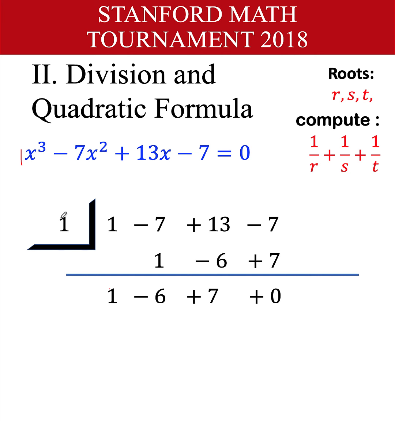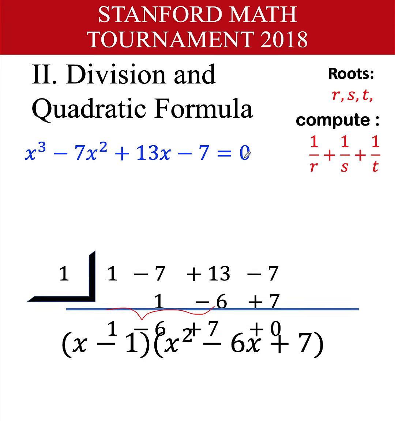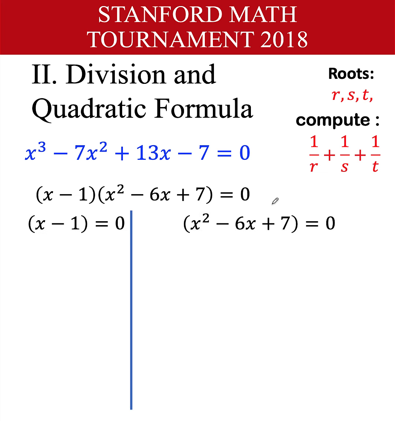This means that one of the roots of this cubic polynomial is in the form x minus this value here, which is x minus 1, and the other factor would be this quadratic, which is x squared minus 6x plus 7. This is the constant, this is the x term, and this is the x squared term. And this is equal to 0. So, using now the zero product property, if the product of two factors is 0, then we can equate each of these factors to 0. So we now have two equations, and solving for x in the first equation, we have x equals positive 1.